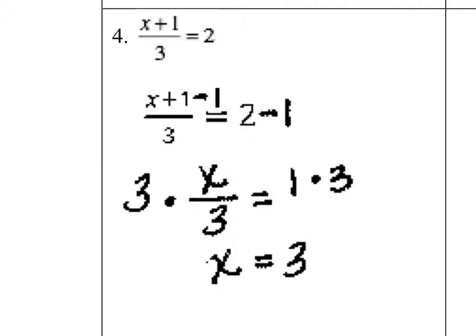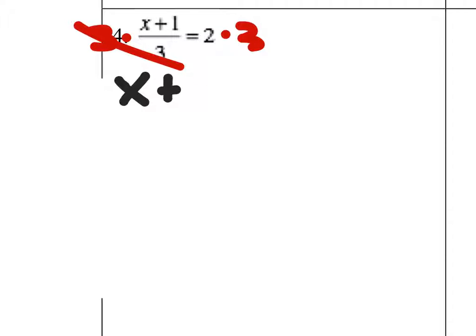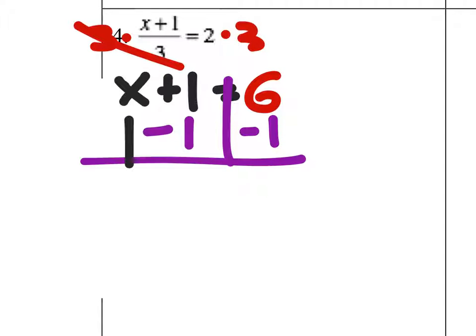All right, number 4. What they tried to do is get rid of that x plus 1, or just the +1 part of it. That's no good. We can't do that. We actually need to get rid of the 3 first. What we'll need to do is multiply both sides by 3, and those 3's cancel out. And then we're left with x plus 1 equals 2 times 3, which is 6. So to solve this one, we'd subtract 1 from both sides, and we're left with x equals 5.